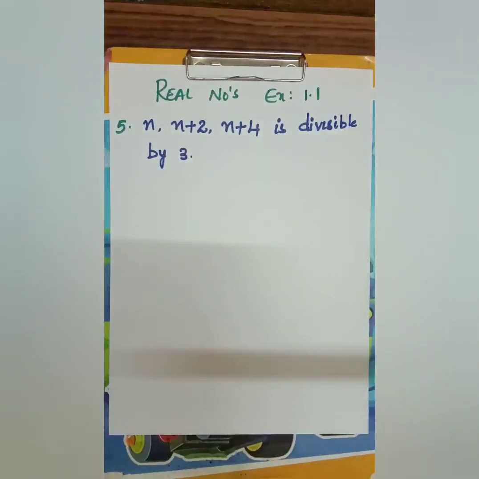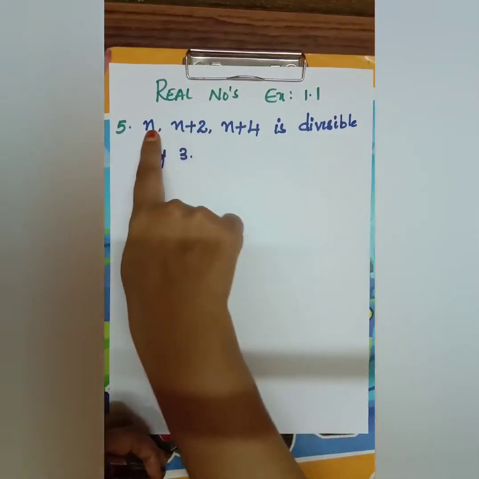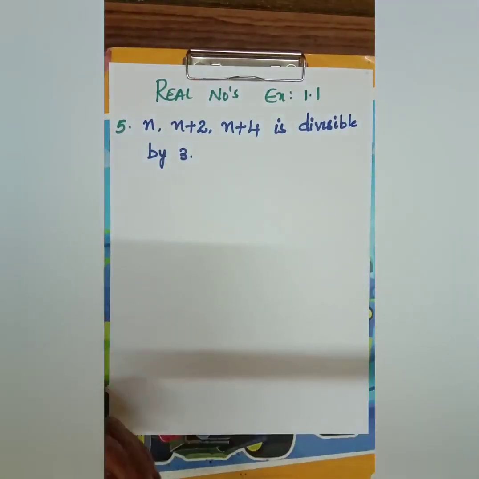Let's start today's topic, that is real numbers, exercise 1.1, fifth question. I'll just read the fifth question for you all. Show that one and only one out of n plus 2, n plus 4 is divisible by 3, where n is any positive integer. That is, out of n, n plus 2, n plus 4, one and only one is divisible by 3.